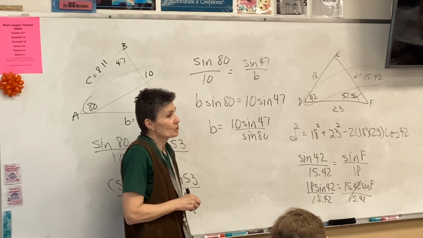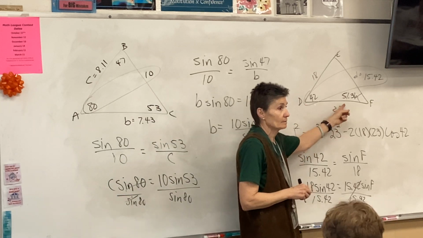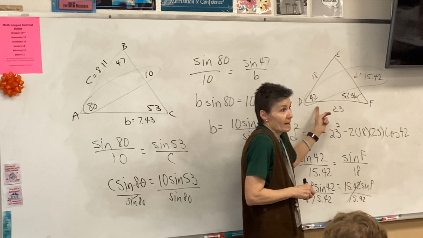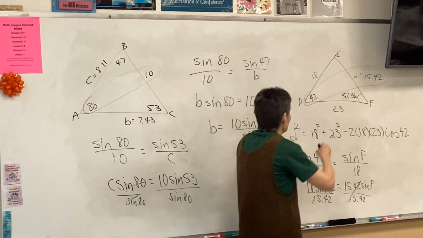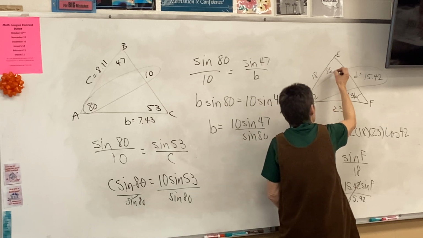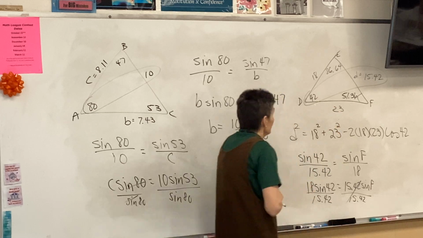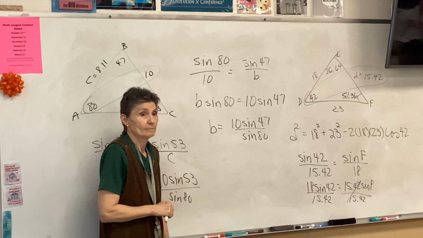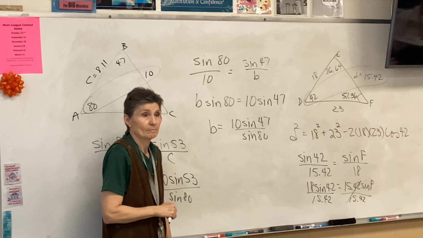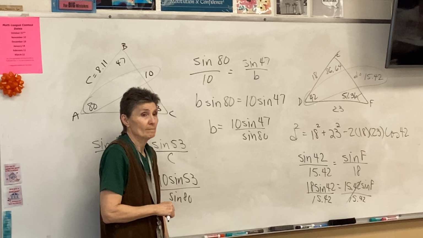Now you got it made in the shade, folks, because now you have two angles. So we'll just add them up and subtract from 180. 86.64. Oh, help me, is that right? Yes. And that triangle is solved. Okay?